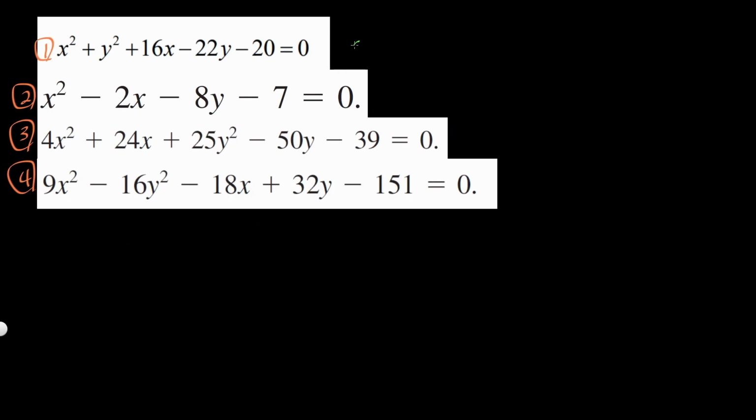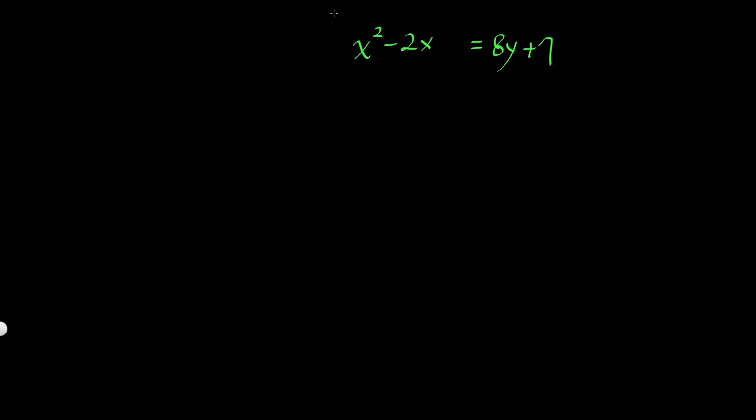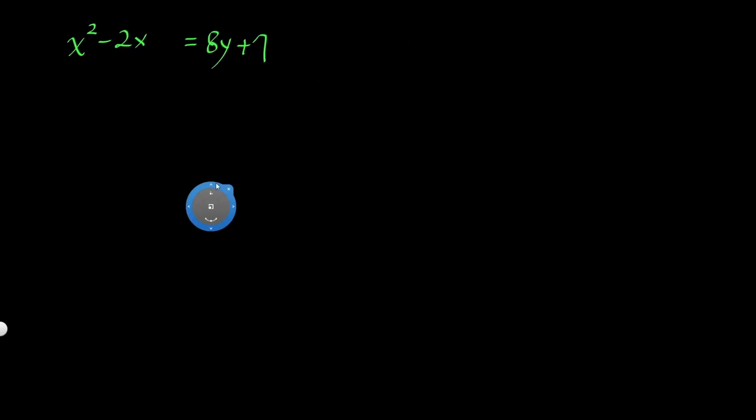Number 2 says we've got x squared minus 2x, and you see how only x is being squared here, but not y. So I'm going to put everything else on the right side now. I'm going to add 8y to my right side and then add 7. So that became that. I'm going to get rid of this now. So let's focus on this now.